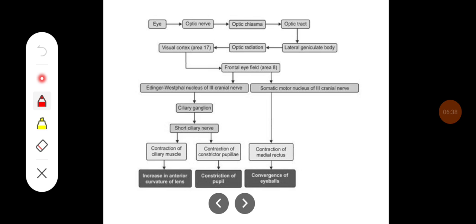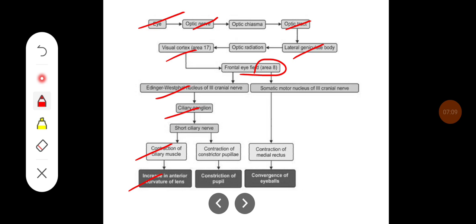So this is the pathway for accommodation reflex. The impulse reaches the optic nerve, then optic tract, lateral geniculate body, visual cortex. From there it goes to area number 8, and area number 8 is going to stimulate the Edinger-Westphal nucleus of the third nerve, which leads to stimulation of the ciliary ganglion, which is going to eventually lead to the contraction of the ciliary muscle, and there will be a change in the curvature of the lens.